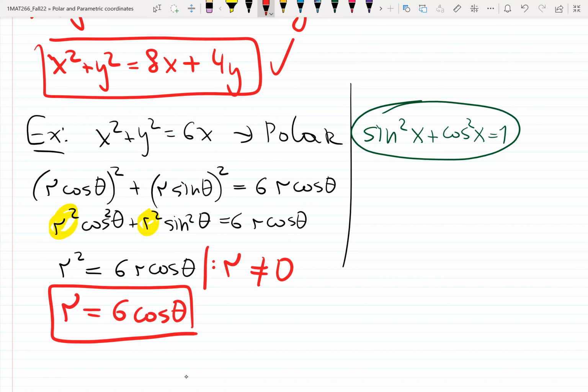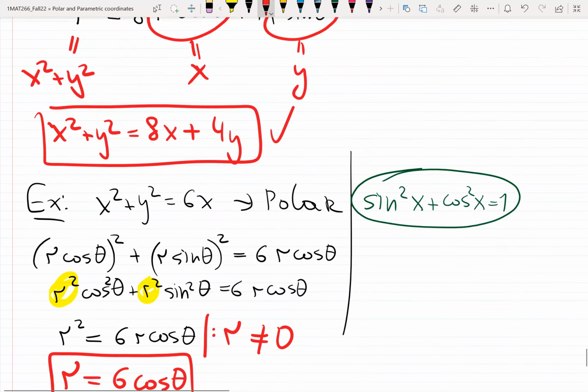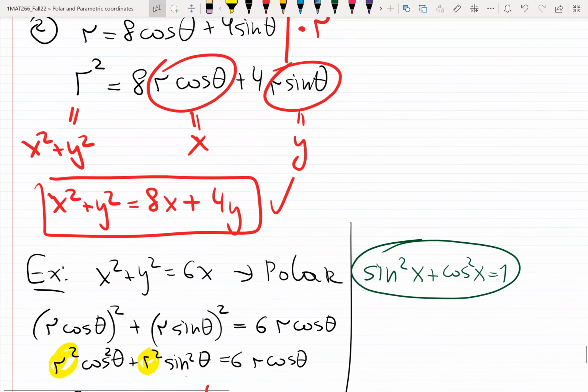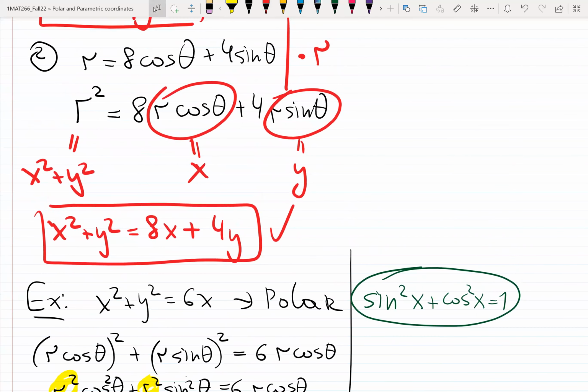What do you think about that? Quick question. For the previous one, instead of writing x squared plus y squared equals 8x plus 4y, would we be able to just write it down as r squared equals 8x plus 4y? No, it has to be one or the other.